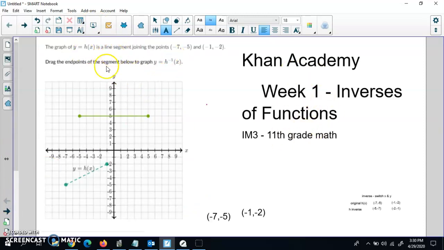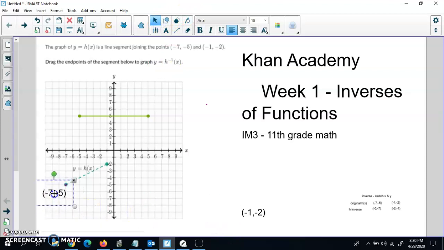So first off, you have this line segment. It's this one down here. It goes between -7, -5. So that is -7 to the left and down 5. That's this point right there. I'm just going to label it so you can visualize that's the point. And the other point is -1, -2. You really have to figure out, well, there's two lines on here. Which one am I going to use?